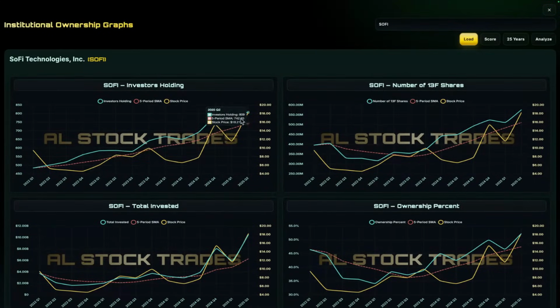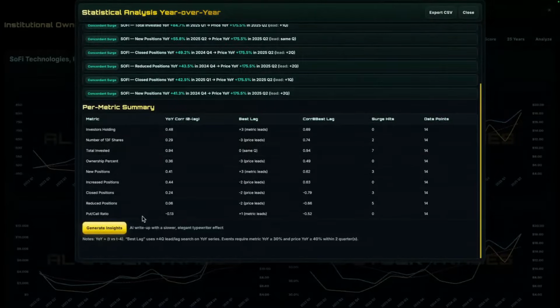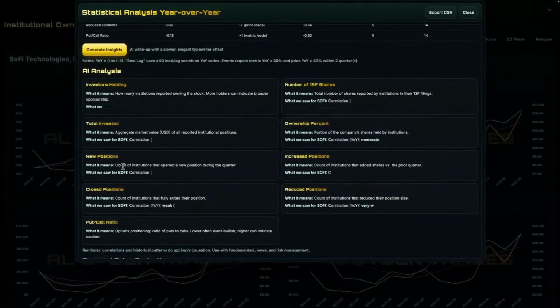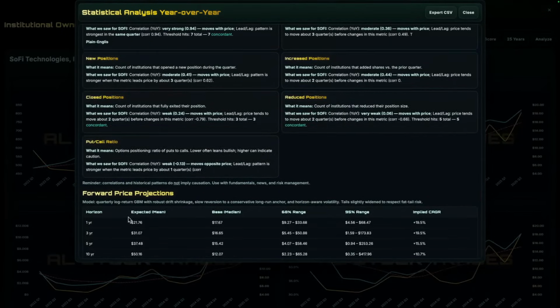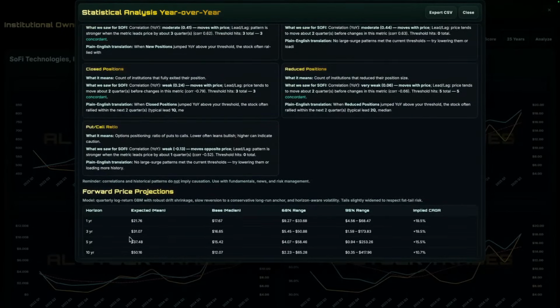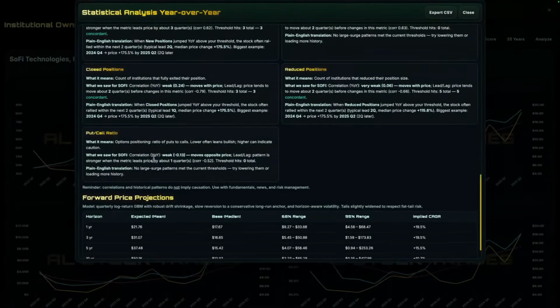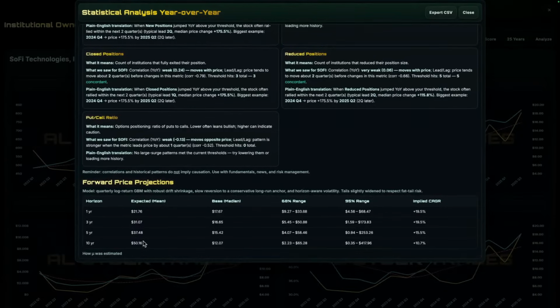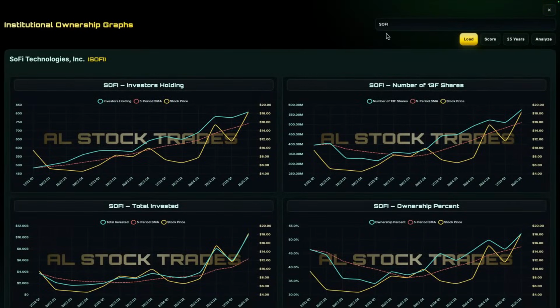You could see it's going up. So we can analyze. We could generate insights real quick. And you can see the projection. 1 year is $21. 3 years is $31. 5 years is $37. 10 years is $50. There's a lot of SoFi bulls out there that would love to get their hands on this data. And it's funny because you guys are the only ones seeing it right now. Isn't that cool how that works? We could go ahead and look at Tesla.